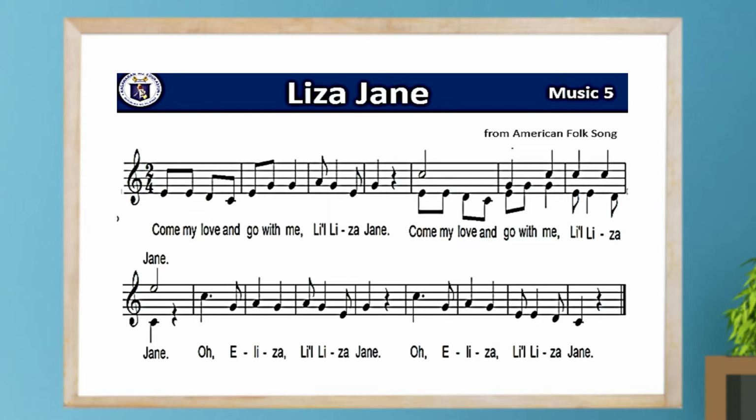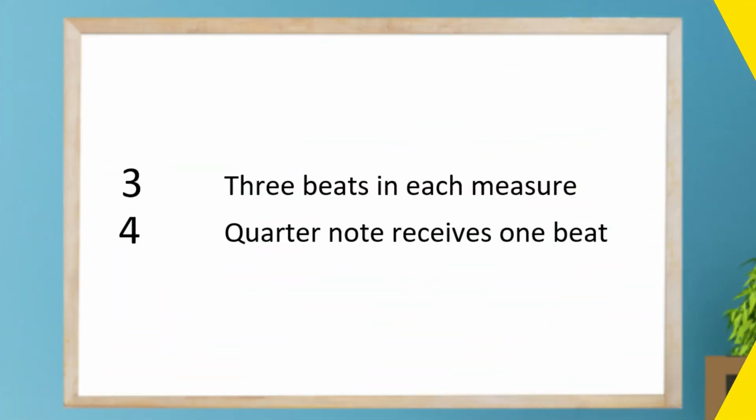Great job, kids! Now, let's move on to the 3/4 time signature. 3 means there are 3 beats in every measure. 4 means quarter note or quarter rest receives 1 beat.